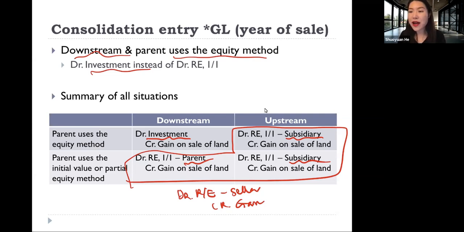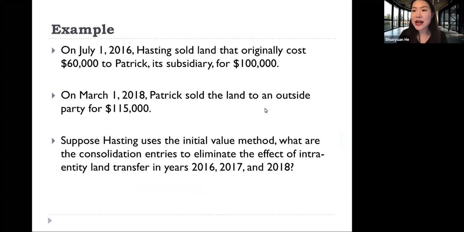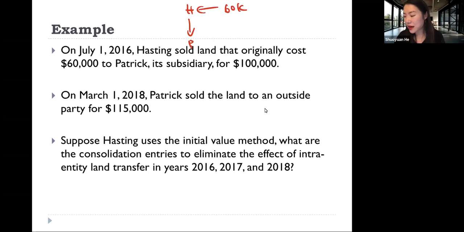So those are the general entries. Now let's look at an example that can help us better understand how those general entries are derived. So the setting here is Hastings sold land that originally cost 60,000 to Patrick, its subsidiary, for 100,000.